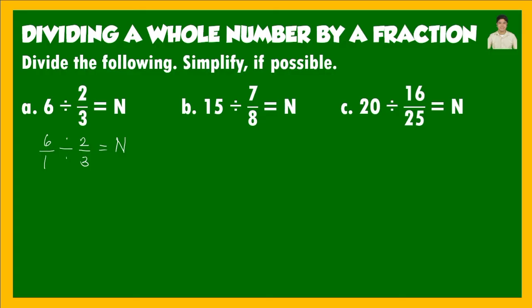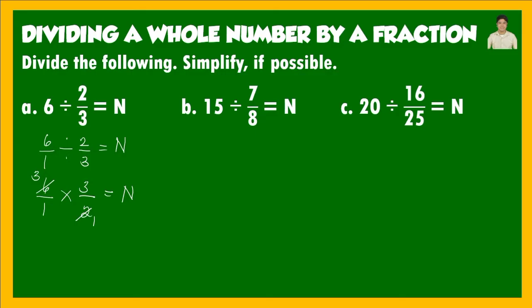Next, apply natin yung keep, change, flip technique. So, dito tayo sa keep. 6 over 1, and then for change, so division to multiplication, and then flip, the reciprocal of 2/3 is 3 over 2 equals n. So ngayon, pwede na po tayong mag-cancel out. So 6 tsaka 2, pwede silang i-cancel kasi meron silang GCF, which is 2. So 6 divided by 2, this will become 3. And then 2 will become 1.